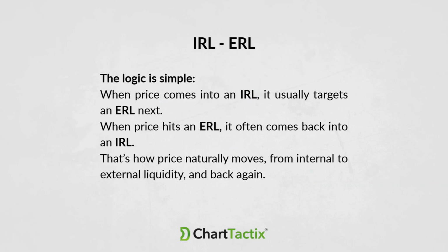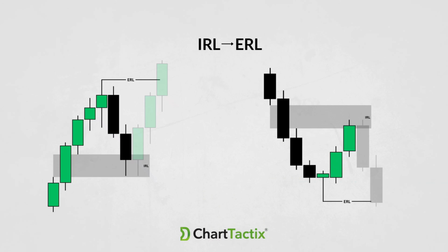Now, the concept of internal range liquidity to external range liquidity is very simple, and the concept just states that when price comes into an internal range liquidity, it usually targets an external range liquidity next, and when price hits an external range liquidity, it often comes back into an internal range liquidity. And that's how price naturally moves from internal to external liquidity and then back again. And this is how it looks in a chart format.